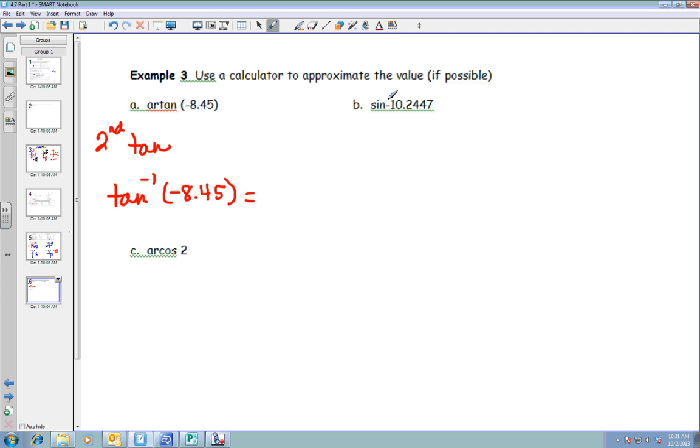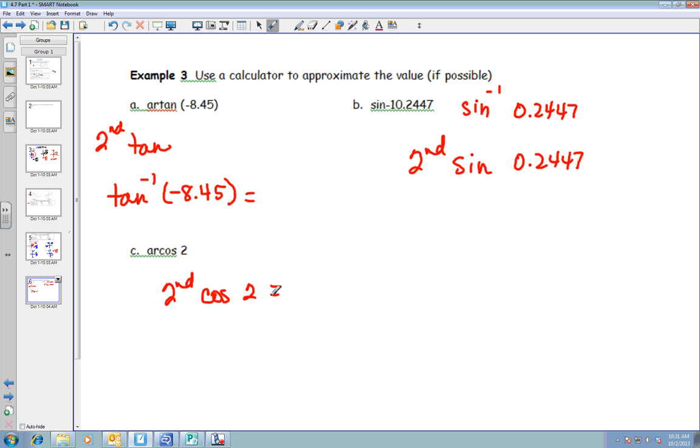Okay, on this one, this is a typo. This should say sine to the negative 1 of 0.2447. So again, I'm going to hit second sine 0.2447 and see what you get. This would be second cosine of 2 and see what you get. Okay, so go ahead and plug those in.